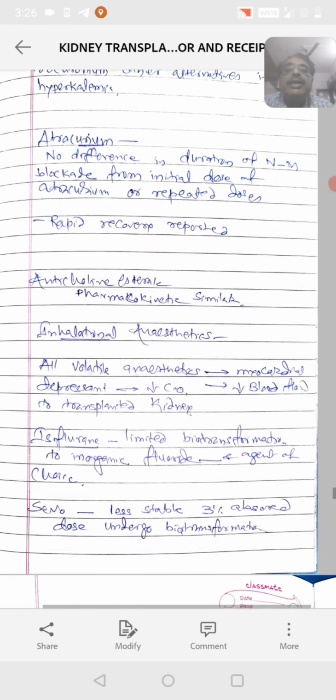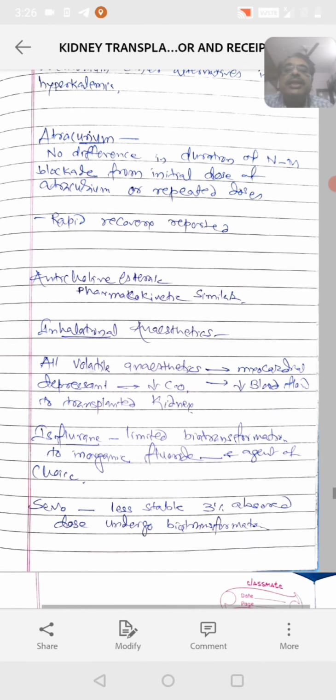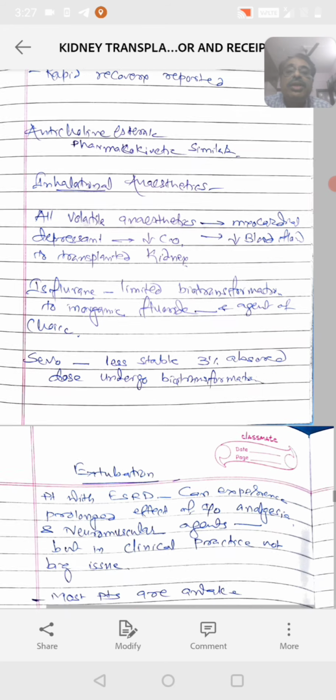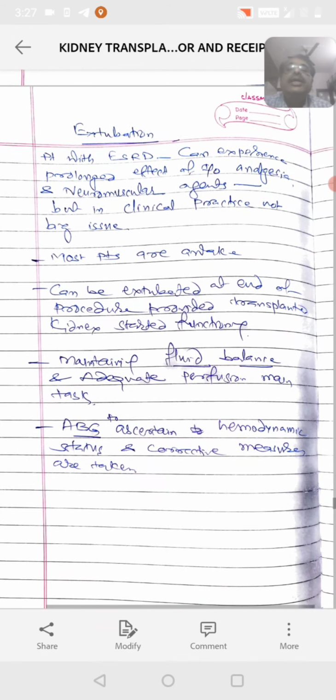Anticholinesterases pharmacokinetics are similar. Inhalational anesthetic agents. All volatile anesthetics are myocardial depressants. They decrease cardiac output. They decrease blood flow to the transplanted kidney. Isoflurane. It has limited biotransformation to inorganic fluoride and is the agent of choice. CO. Less stable. 3% absorbed dose undergoes biotransformation.